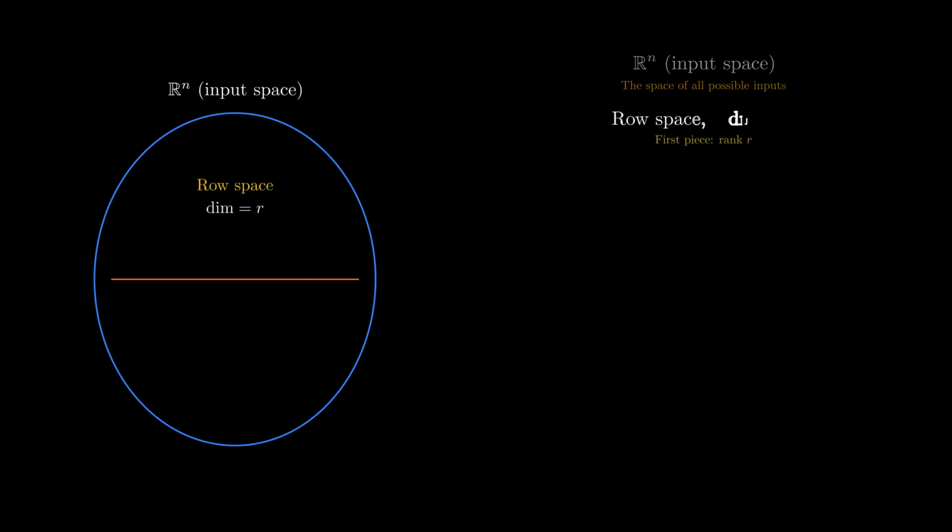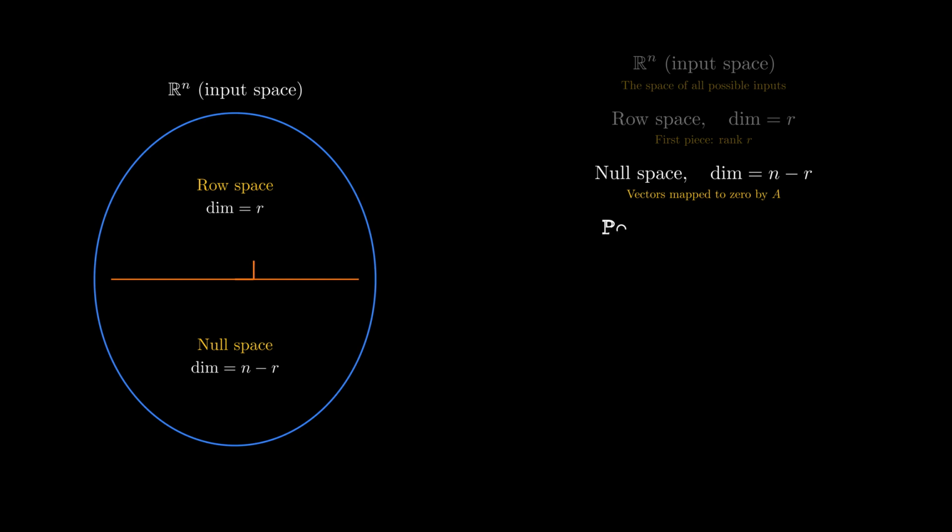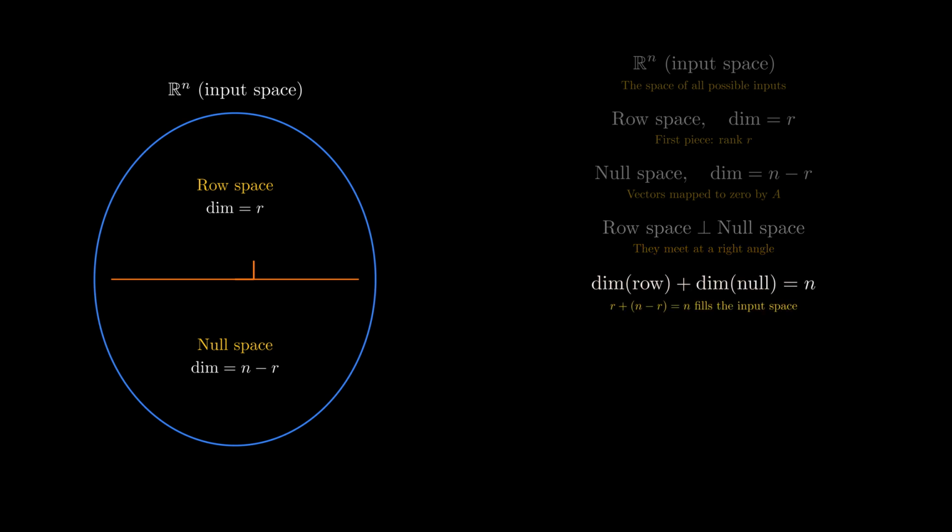Every matrix lives inside 4 fundamental subspaces. On the input side sits R^n, the space of all possible inputs. This input space splits into 2 pieces. The first is the row space with dimension r. The second is the null space with dimension n minus r. These 2 subspaces are orthogonal complements. They meet at a perfect right angle, and together they fill the entire input space. In other words, the dimension of the row space plus the dimension of the null space equals n.